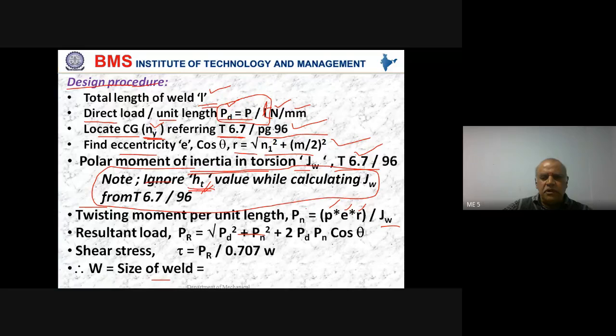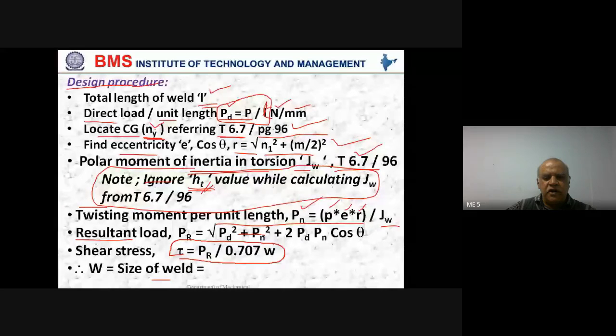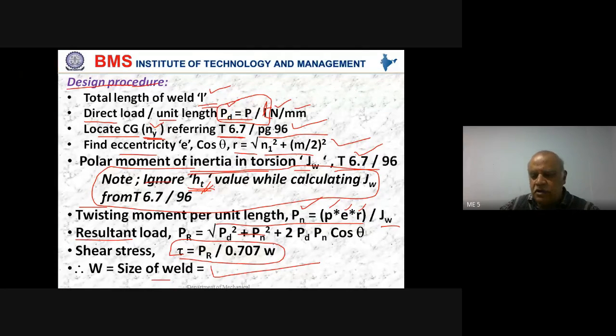So substitute them, get the value of Pn, then get the resultant load PR, given by under square root PD square plus Pn square plus 2 PD into Pn into cos theta. Okay, right? Then find the shear stress, given by PR by 0.707 W. From that we can get the value of size of weld. So if you just follow these steps, you will get the required parameter in the given numerical.